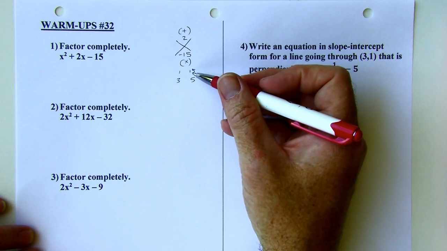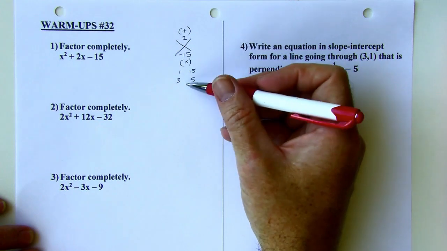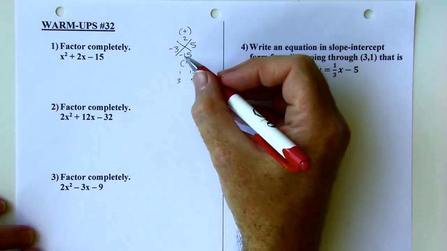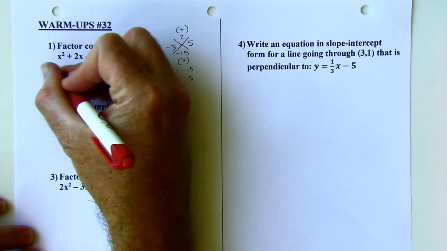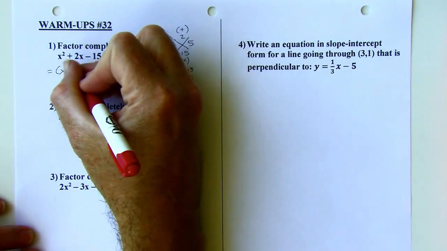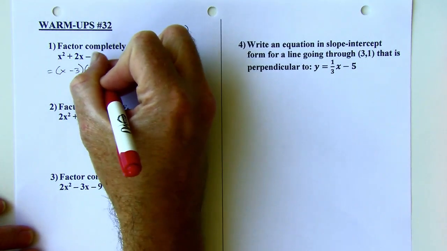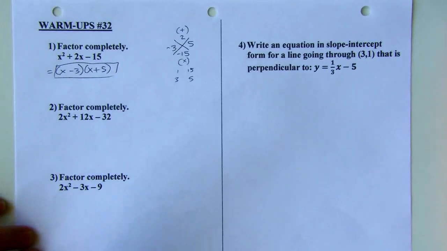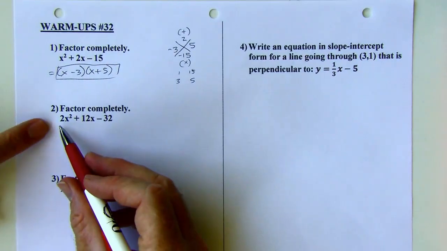But I'm kind of just thinking through those pairs. I can't do anything with the 1 and the 15, but I can with the 3 and the 5. If the 3 is negative and the 5 is positive, that's my winning combo. So then this is going to factor into x minus 3 times x plus 5, and then this is completely factored.